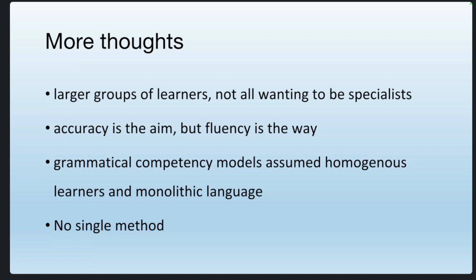The learners who want fluency are the larger majority. That's the aim. I'm saying accuracy is certainly our aim, but fluency is the way towards accuracy. So if you're overtly focusing on accuracy, fluency is never attained. Grammatical competency models assumed homogeneous learners. So the former models we had, and the model that still haunts us in our classes, focus on grammatical competency, which assumes that all the learners are homogeneous, all their needs are homogeneous.